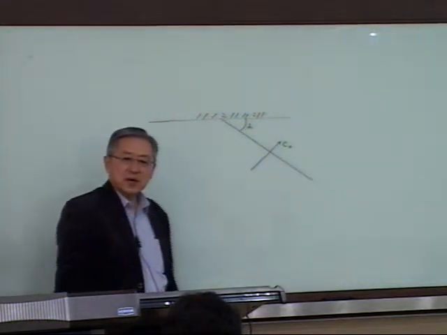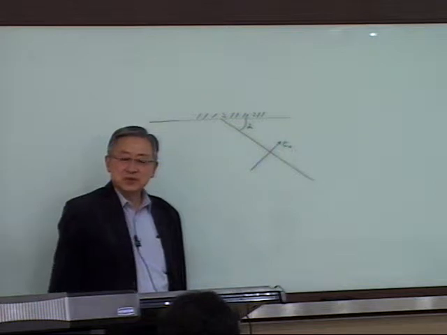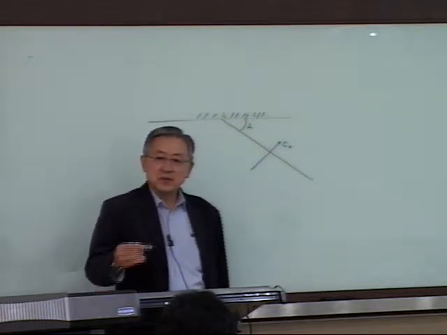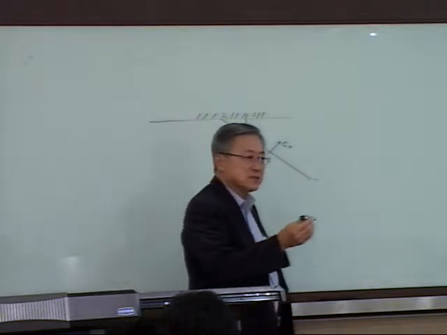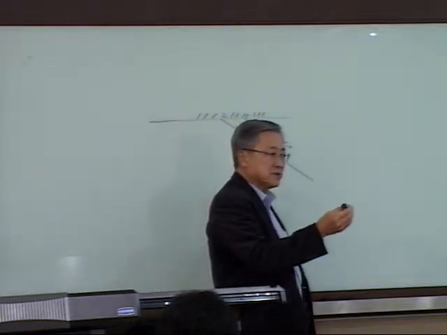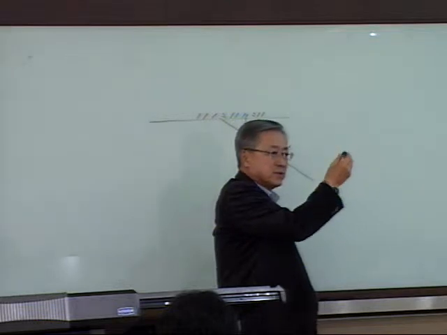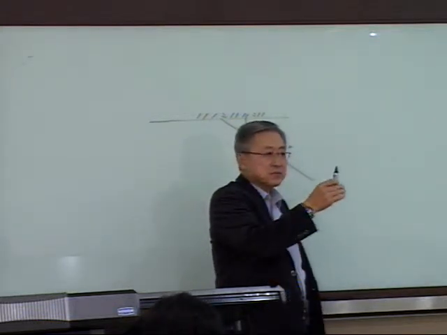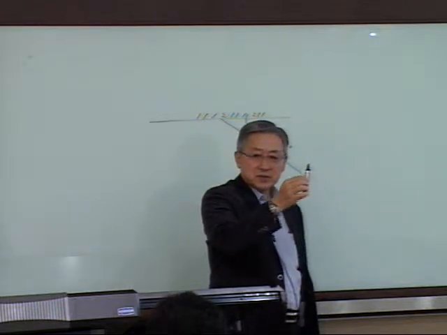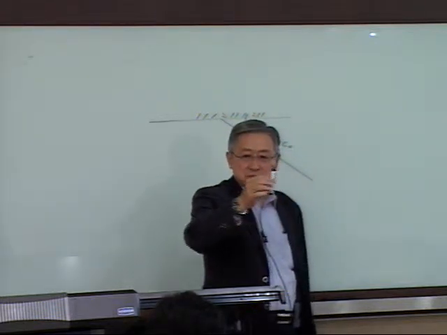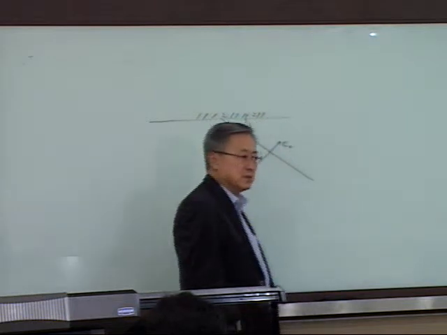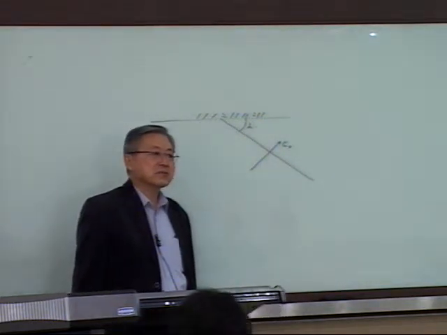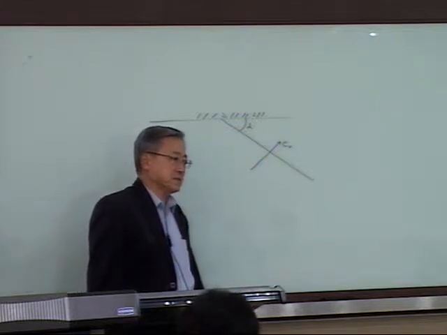Alpha could be any angle from 0 degrees to 90 degrees. If it's 0 degrees, what kind of wave is this? The wave front is parallel to the rigid surface. If it's 90 degrees, then the wave is really normal to the rigid surface, and there is no reflection wave for that.